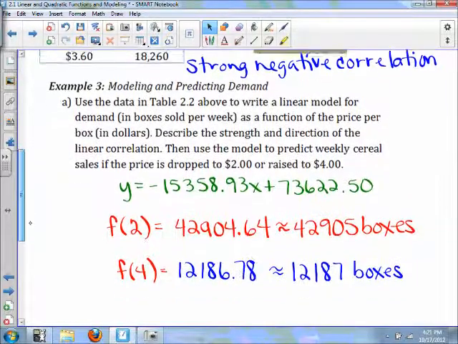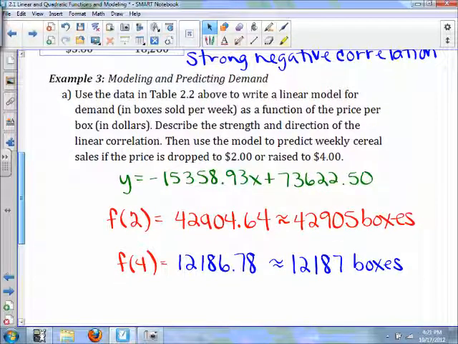That's how many boxes the store brand throughout their entire chain will expect to sell if they raise their price to $4 or lower their price to $2 a box. Hence why you always see the sale at our local supermarkets. If they have a surplus, that's when they sell it first, put it on sale. If they don't have a lot, that's when you don't see the sale.